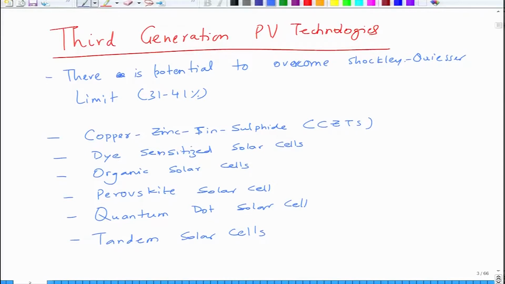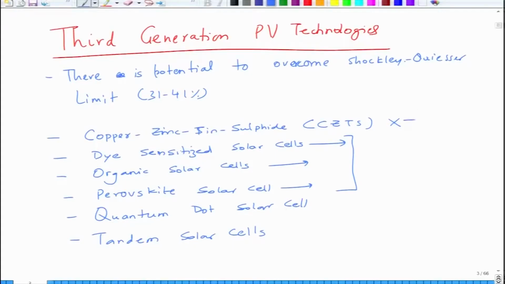So, if time permits, primarily we will look at dye sensitized solar cells, organic solar cells and perovskite, because these are three distinct technologies from the 2G technologies. Copper zinc tin sulfide is a fairly similar technology to CIGS solar cells, so we will not cover it in this lecture. However, if you are interested to read about it, there are plenty of web articles and journal articles in which you can read about this technology. It is a potentially interesting technology, and CZTS has an efficiency of about 10%.